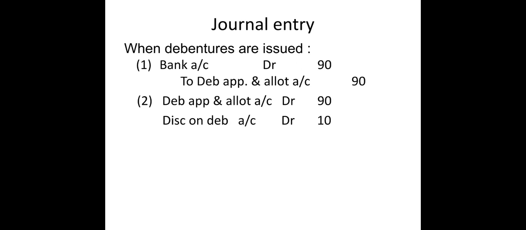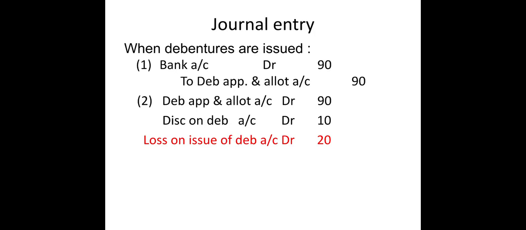Okay, then there is a loss, student. There is also a loss because at the time of redemption, how much more are we paying? Yes, 20 rupees. We are paying 120. It means 20 more we are repaying. So that 20 is a loss for the company. So we can write like this: loss on issue of debenture account debit 20. Okay, so debit is over, student. Now let's discuss credit.